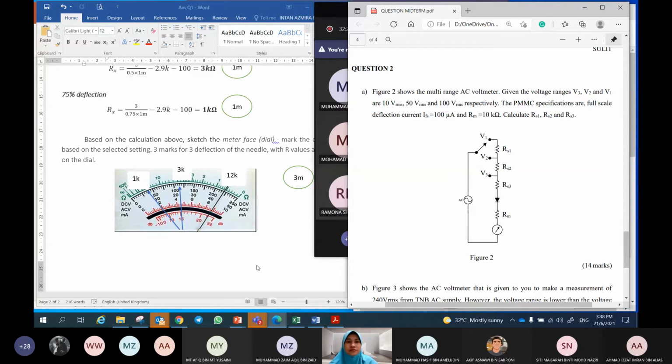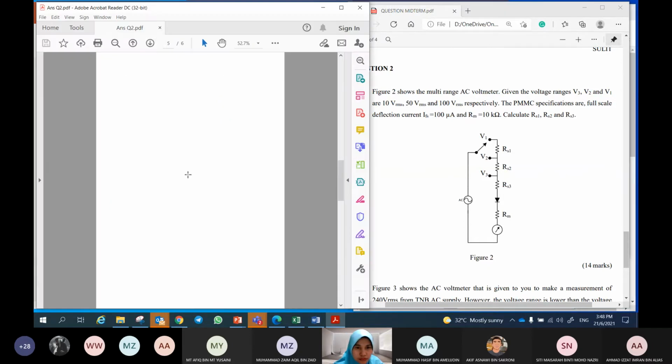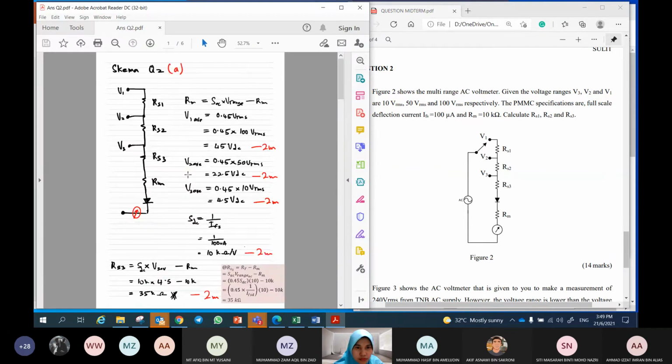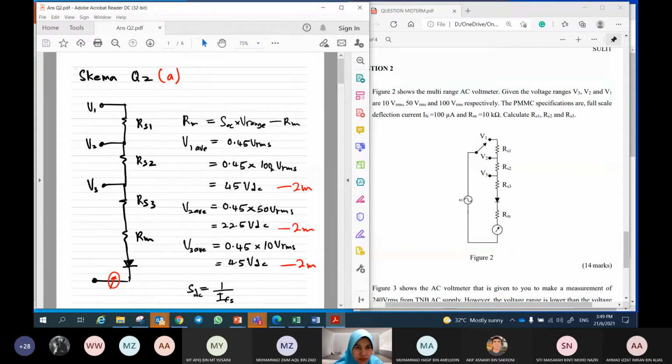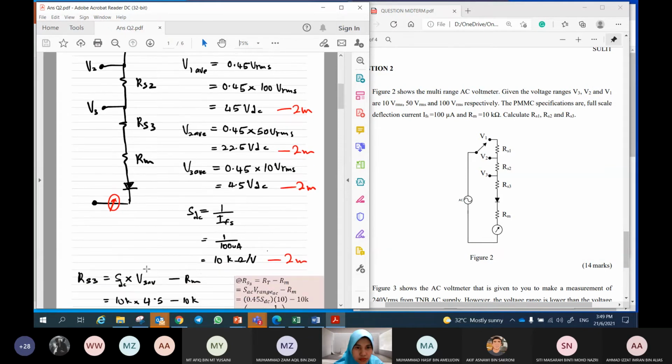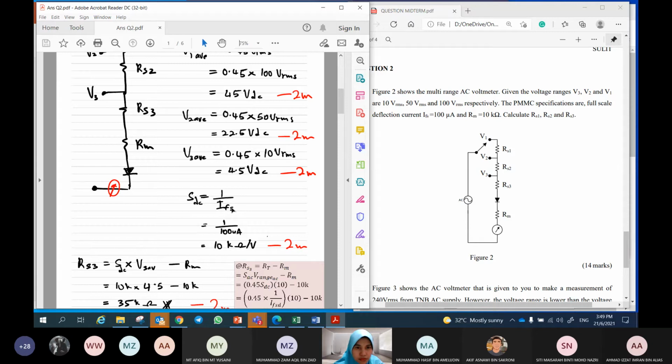Okay, so now this is method 1 where we convert the AC voltage of each voltage range to DC. We convert it to DC, meaning that we average, and then we calculate the rest in DC. Or you can calculate as in your notes.